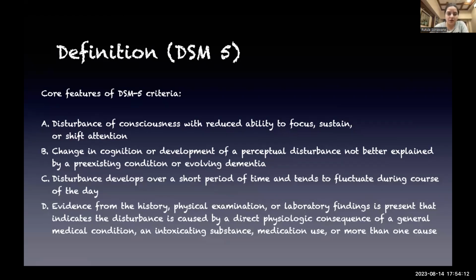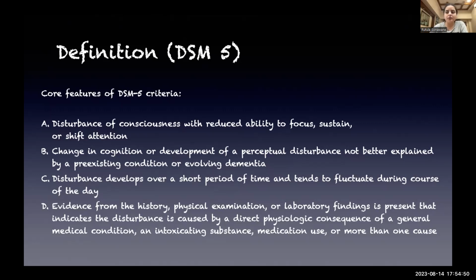Then there is change in cognition or development of perceptual disturbances, not better explained by a pre-existing condition or an evolving dementia. So there might be some problem with the mentation, or there might be some memory loss as well. Then these disturbances generally are very acute in nature, so they develop over a very short period of time, in days to a maximum of a week. And it keeps on fluctuating throughout the day.